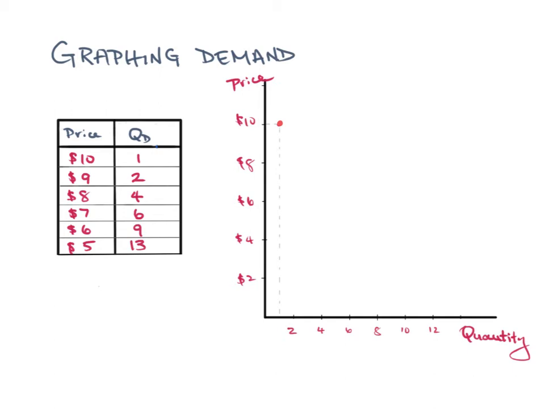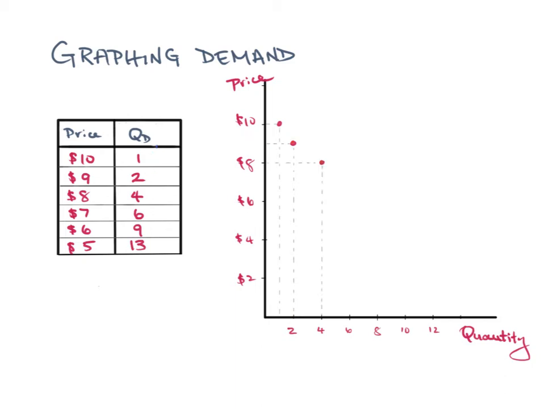If you see those little faint dotted lines there, that's just to sort of help orient you in the grid and point out this is like 1 and it's across from 10. Okay, so I've graphed that first point. Then I graphed the second point. At a price of $9, the quantity demanded would be 2. Okay, so I go to $9, go across and up from 2, and that's this point right here. Okay, keep going.